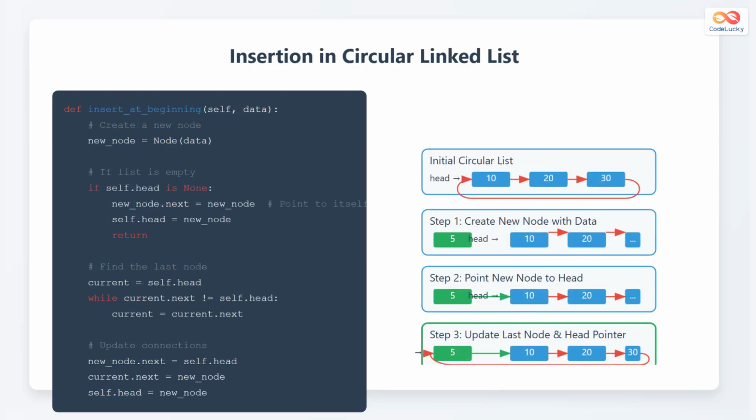Here is the code for inserting a node at the beginning of a circular linked list. A new node is created. If the list is empty, the new node will point to itself. If the list is not empty, then the new node is connected to the head, and the last node is updated to point to the new node. Finally, the head is moved to the new node. An example of how a node with the value 5 is inserted at the beginning of a circular linked list. The last node is updated to point to the new head, maintaining the circular structure.